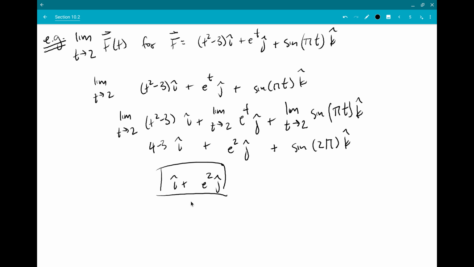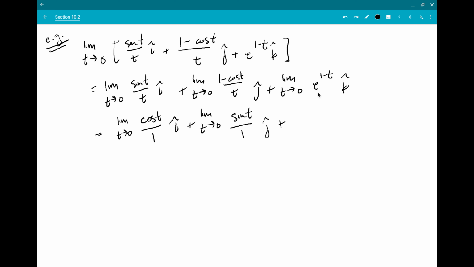So the derivative of sine is cosine t. The derivative of t is 1. The derivative of 1 minus cosine t is positive sine t. The derivative of t is 1. Then I get over here and I say the limit as t goes to 0 of e to the 1 minus t is e to the 1 minus 0. That's just e to the 1 k hat. So there's one entry that we didn't really have to fool with.